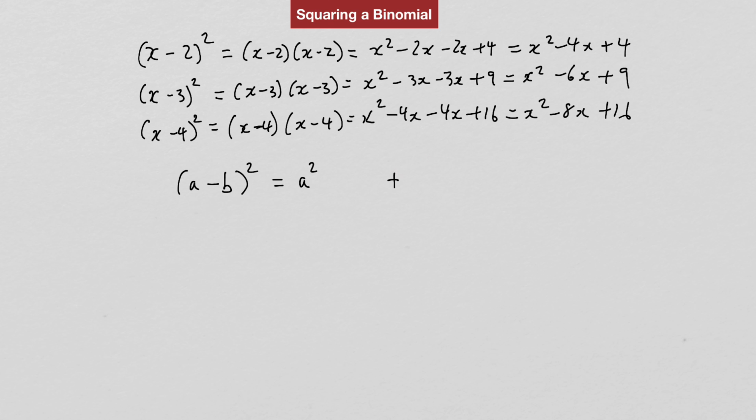Okay, and we just noticed that the middle term is the product of the two, right? We multiply these two together, that means the product of the two, and then we double it. So the answer will be minus 2ab. And this is also a perfect square trinomial.